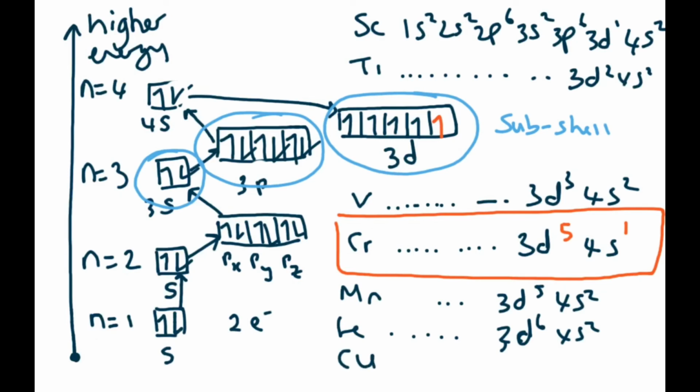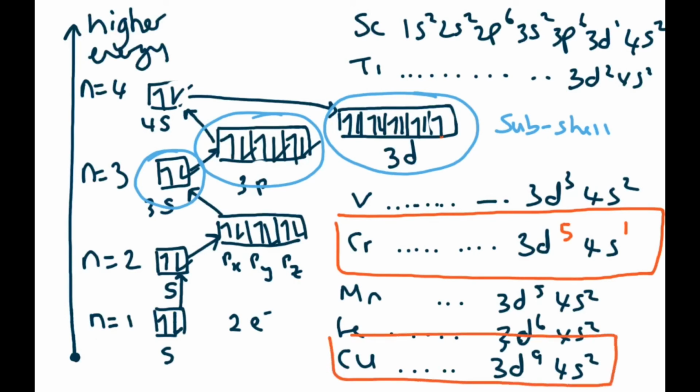Let's tidy this up a tiny bit here. Copper should be 3d9, 4s2, but it's an exception. What actually happens is an electron from the s drops back, and copper is 3d10, 4s1. Then zinc sorts itself out again, and it becomes 3d10, 4s2 for zinc.